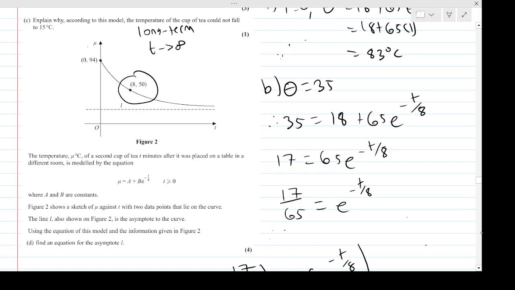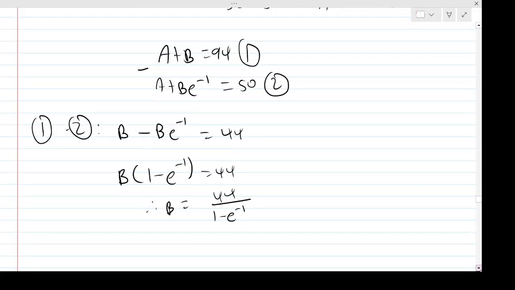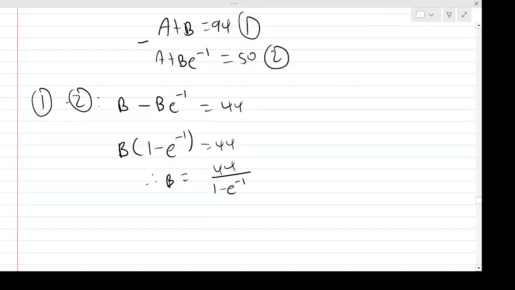No, it doesn't say anything about rounding it. I don't know, we have to stick with it, I guess. That's the value of B. Quite ugly fraction, but we'll deal with it. Now A.